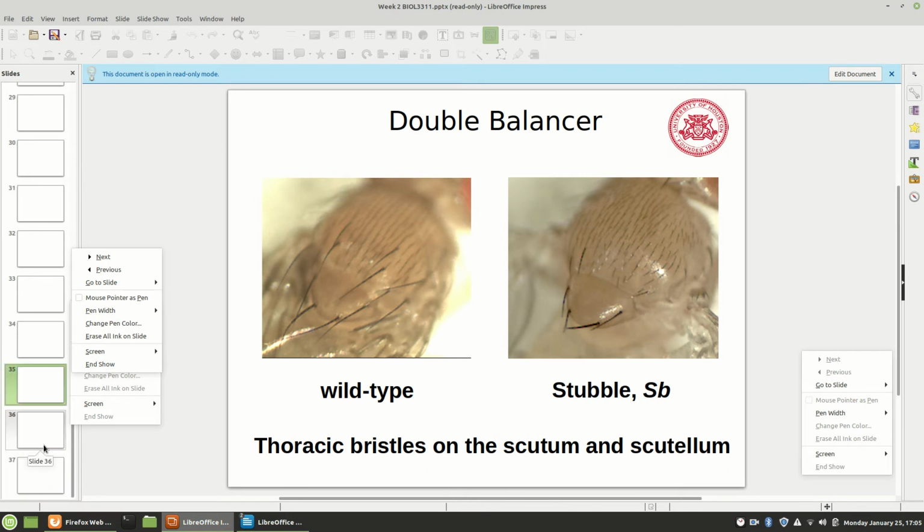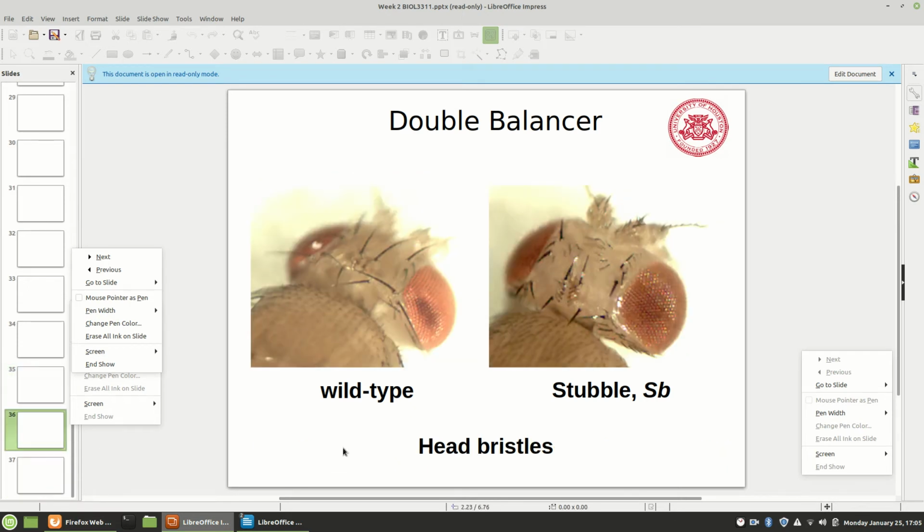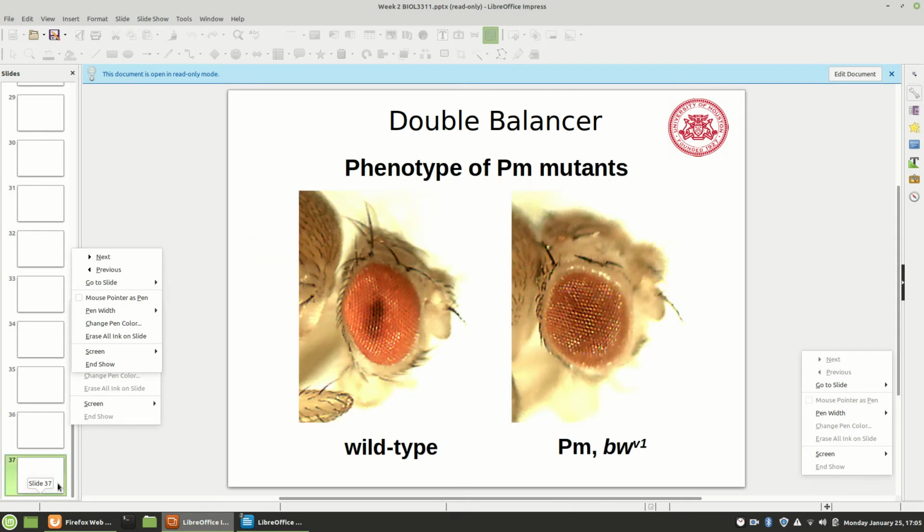All right, we're getting close to the end, I believe, here. So here's wild type, and here's another version of stubble. It also has longer hairs on its head. So the head bristles are different in the mutant.